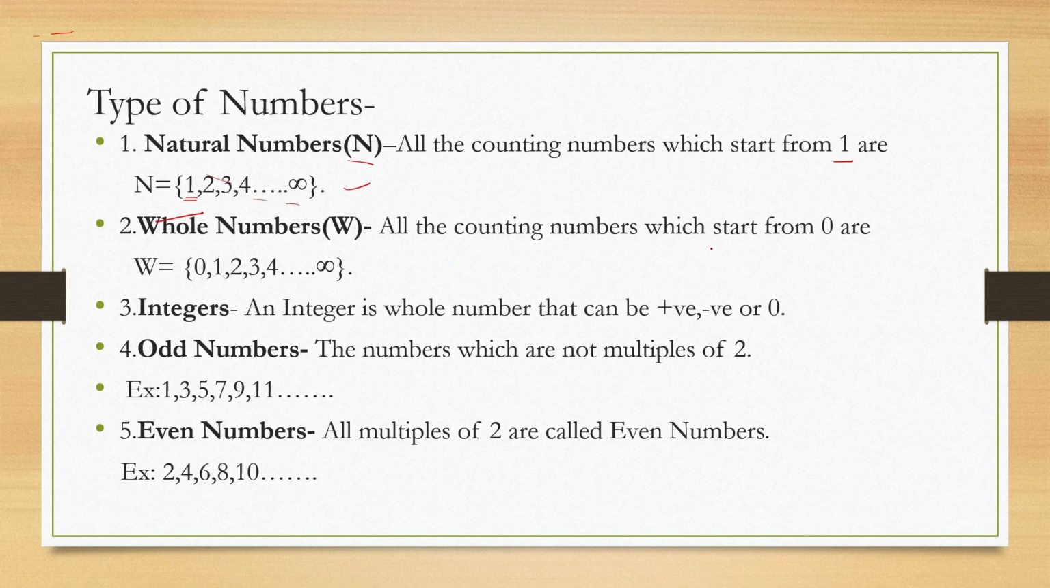Whole numbers: all the counting numbers which start from 0 are called the whole numbers. So this starts from 0 and goes up to infinity. So those are the whole numbers.